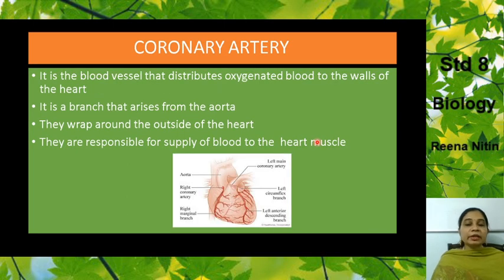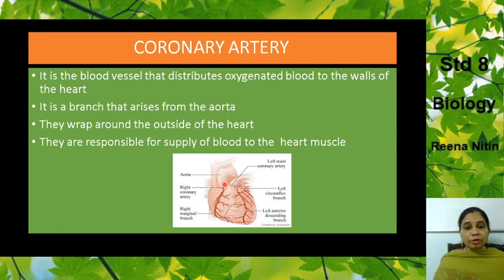We move on to the next artery, that is the coronary artery. Just like all the organs and parts of the body need blood, in the same way the walls of the heart also need blood. So how will the walls of the heart get the blood? It gets the blood through the coronary artery. Coronary is to do with the heart. So it will carry the blood to the walls of the heart. It is the artery that distributes the oxygenated blood to the walls of the heart. It arises from the aorta.